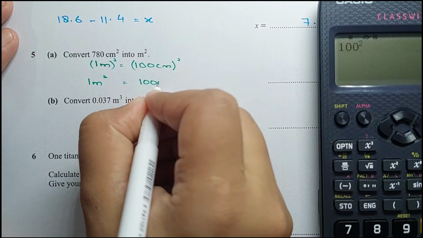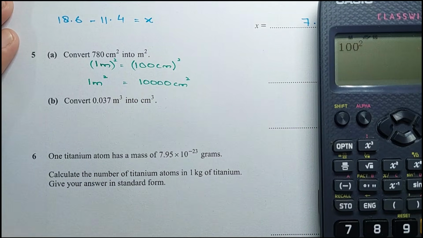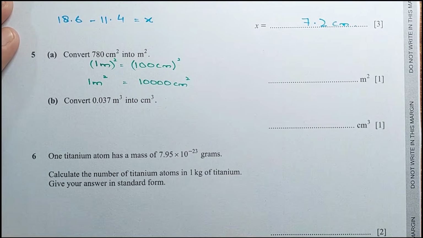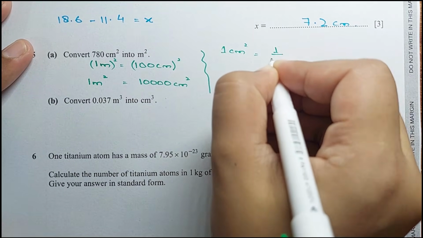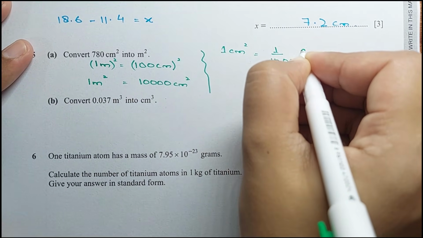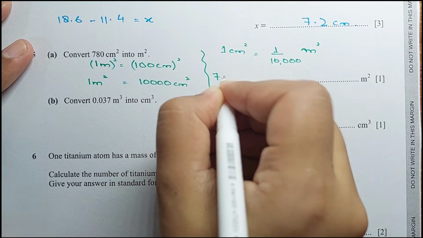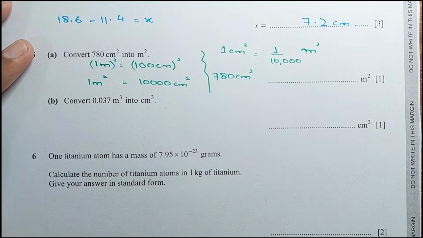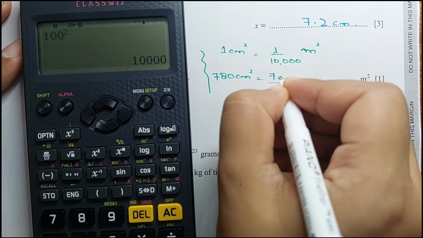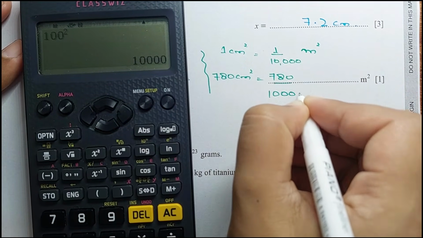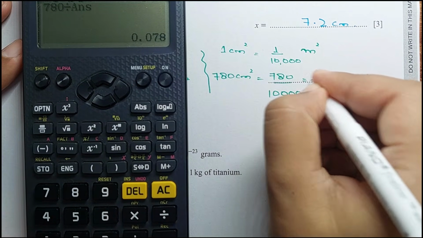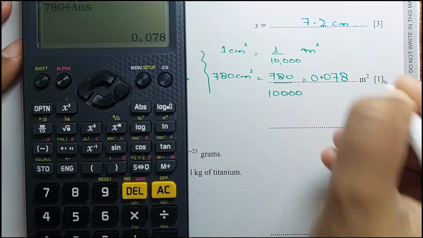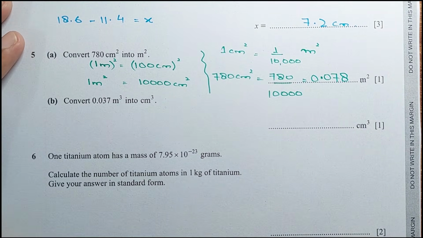Yeah, 10,000 with 4 zeros. Centimeter square. We need to convert this centimeter into meter square. So what about 1 centimeter square? This is 1 over 10,000 meter square. What about 780 centimeter square? This is 780 divided by 10,000. 780 divided by 10,000 is 0.078 meter square.